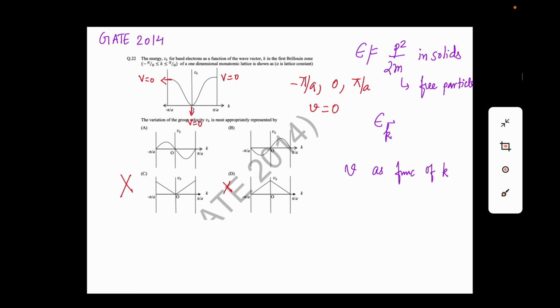Now you have to see how the derivative is changing. You can see first the derivative starts to decrease, so it's the negative side which has to come first. So it has to be like this, and at some point it will reach the maximum amplitude on the negative side. Then it would again start increasing and go back to 0. Then it would become positive, and after some time it would start decreasing on the positive side, and again go to 0 at pi by a. So clearly option B is the correct one.